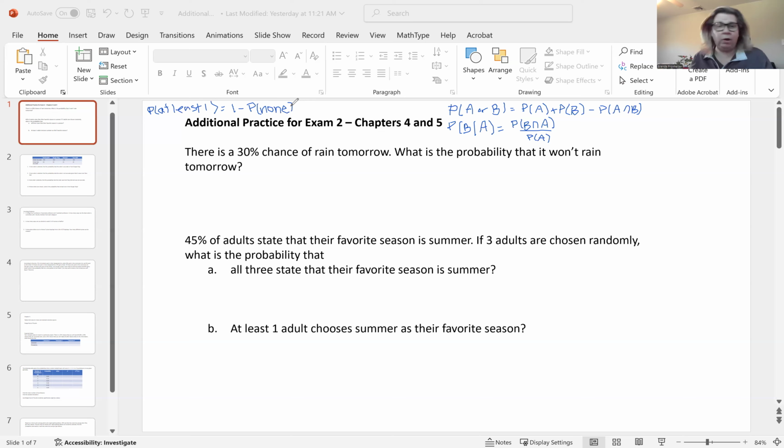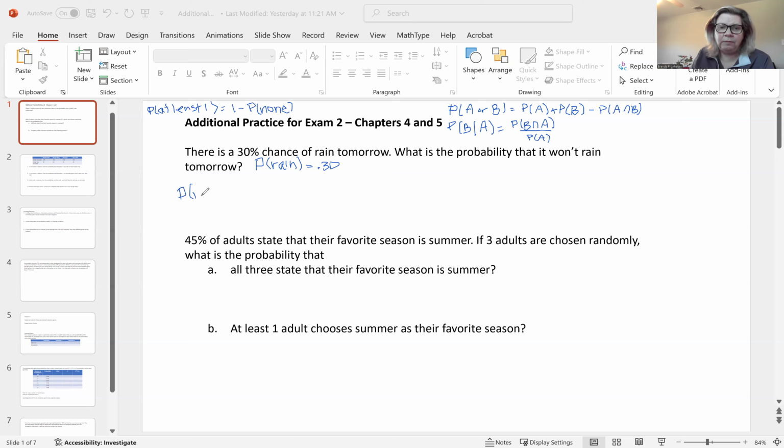So let's take a look at how all that plays out with some of my examples. In my first example, there's a 30% chance of rain tomorrow. What's the probability that it won't rain tomorrow? As we go on here, please feel free to pause, write down the problems, and really look at what I'm doing. But anyway, 30% chance of rain, so the probability of rain is 0.30. What's the probability that it won't rain?